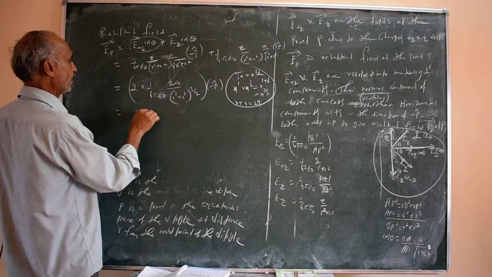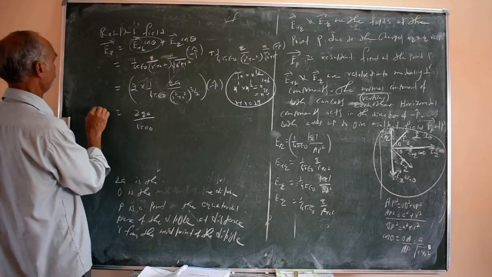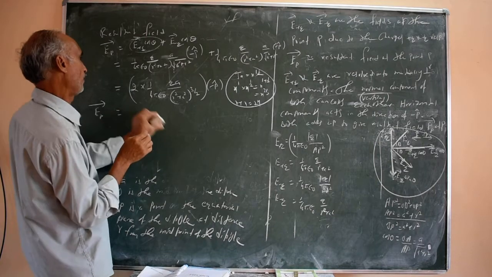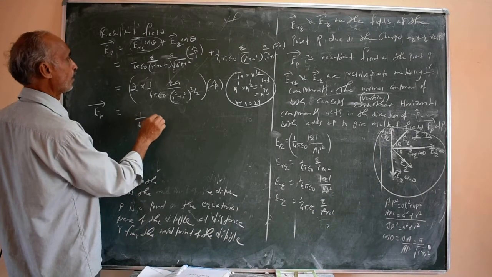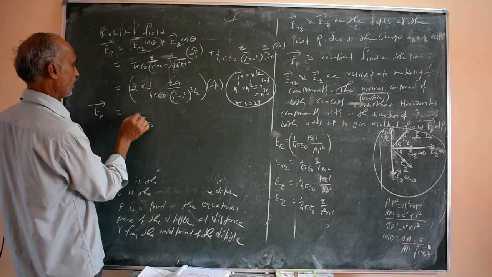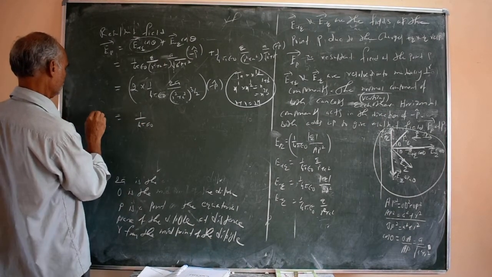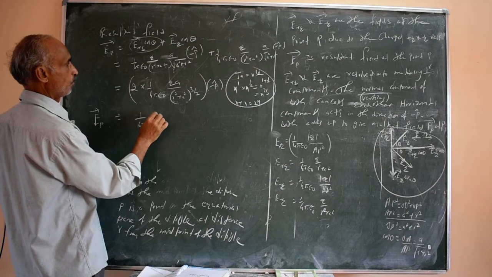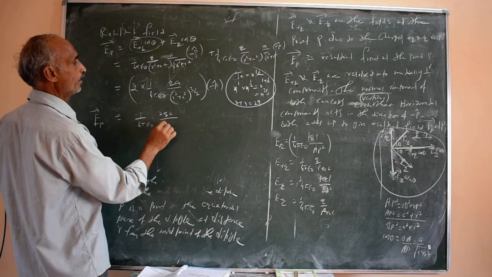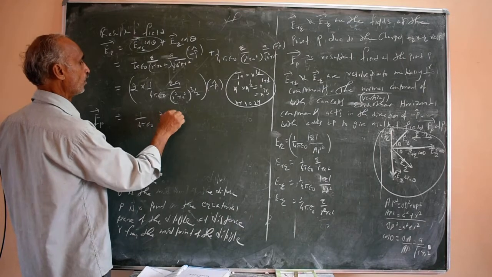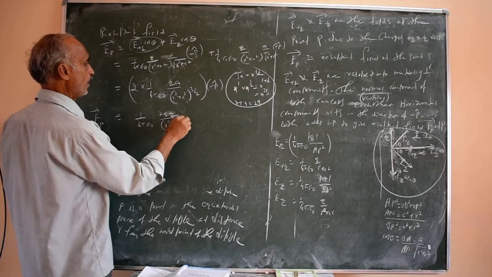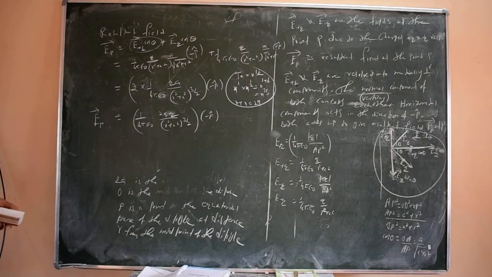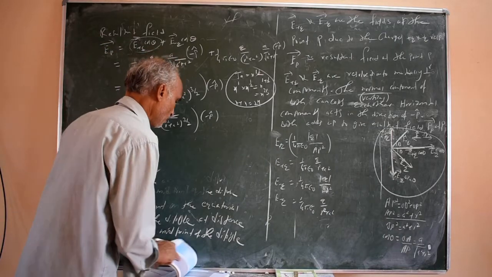Therefore, it is 2 qa upon 4 pi epsilon naught. EP bar, the resultant field, better to write 1 upon 4 pi epsilon naught into, here comes 1 minus. Let us maintain minus p cap here. It is 1 upon 4 pi epsilon naught, 2 qa upon r square plus a square whole raised to 3 by 2, into minus p cap. You can take the minus in the beginning also.